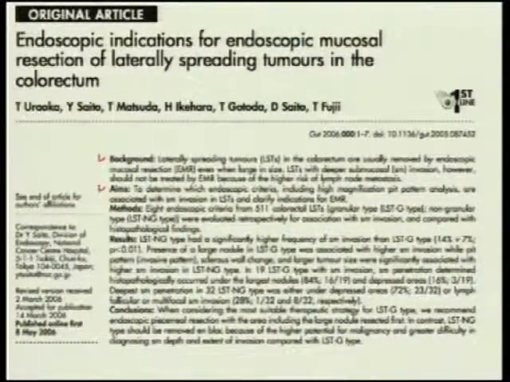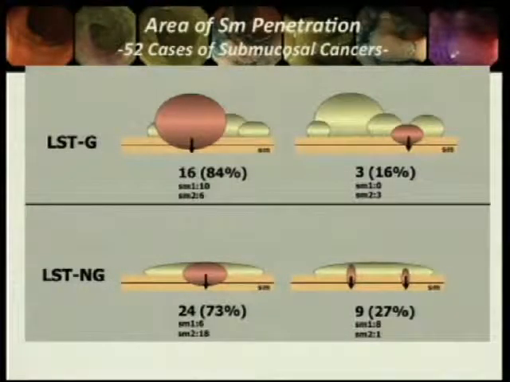What is the endoscopic indication for EMR and ESD? We have reported our data in Gut in 2006. As you know, laterally spreading tumor is a good indication for endoscopic treatment because LST grows laterally rather than vertically. And even if they grow more than 2 centimeters, it's a good indication for local treatment.